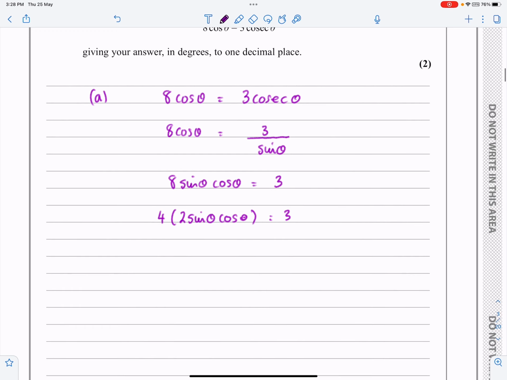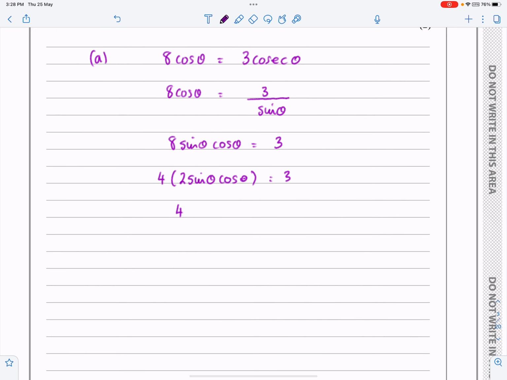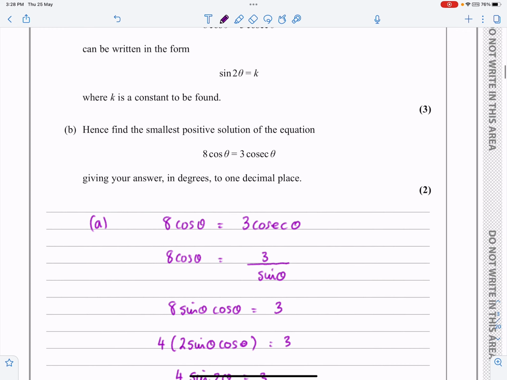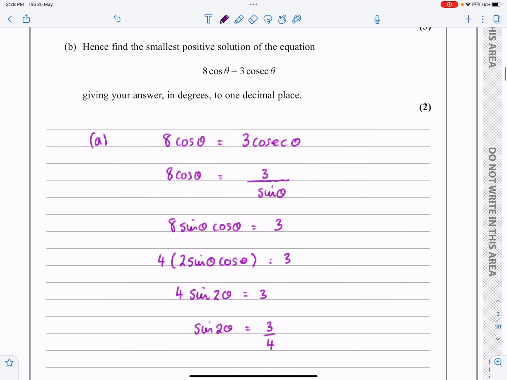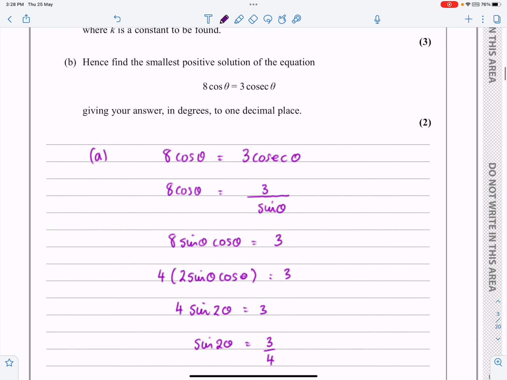Well, if I've got that, then I can now replace this with 4 sine 2 theta equals 3. And then obviously the logical step after that will be to say sine 2 theta equals 3/4. And actually, if we now go back to the question, that's what we were trying to do. We were trying to get sine 2 theta equals k. In this case, I pretty much got to the answer before I worried about checking back to see what I was trying to prove there. So, part A done. K is equal to 3/4.